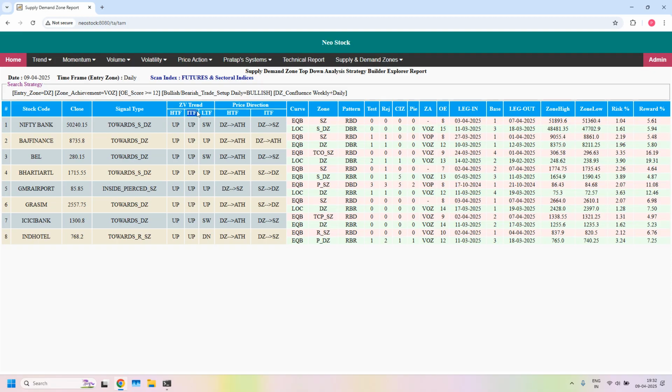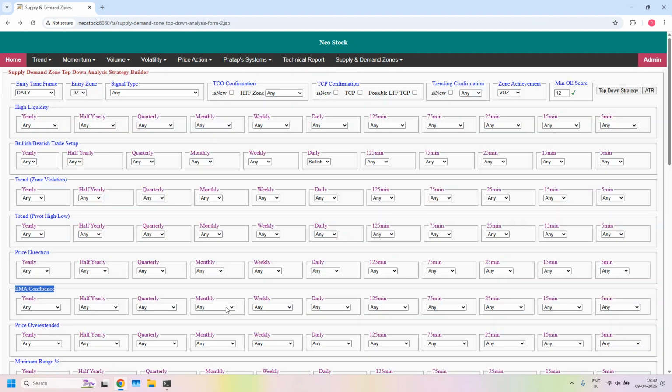In all these 8 stocks, these daily demand zones are overlapped with weekly demand zones. And the weekly trend is up in all these stocks. So if weekly demand zone is having a weekly EMA confluence, the overlapped daily demand zone might be having more high probability to get success.